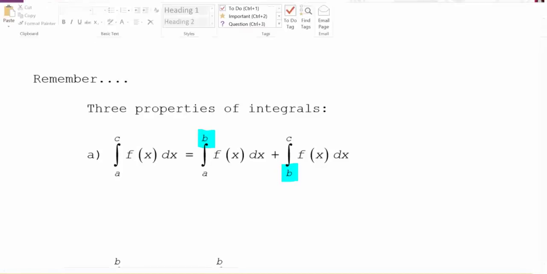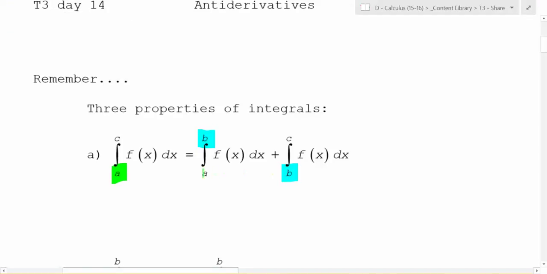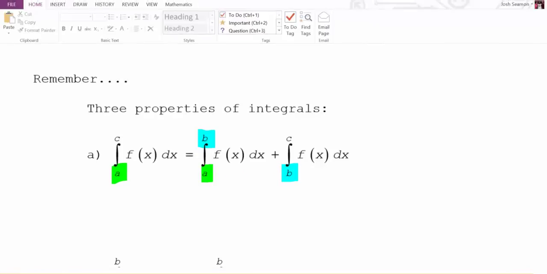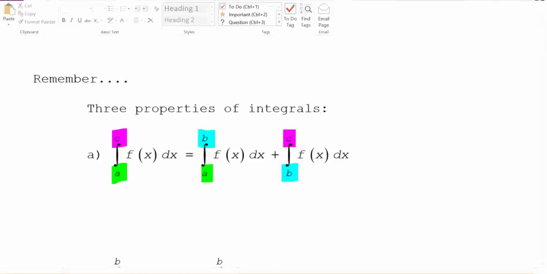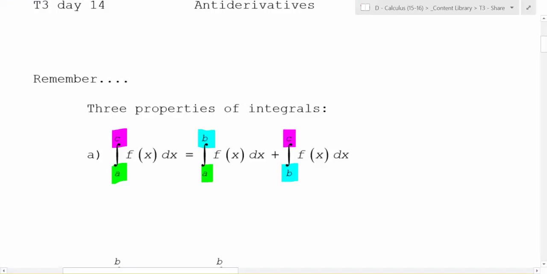And where did the starting point, it goes from A, so it has to start at A, and then it goes to C, so it has to end at C. And then what's the other key thing that's so important that we didn't say it before? The function has to be f of x, the function has to stay the same. If the function changes, none of that makes sense.